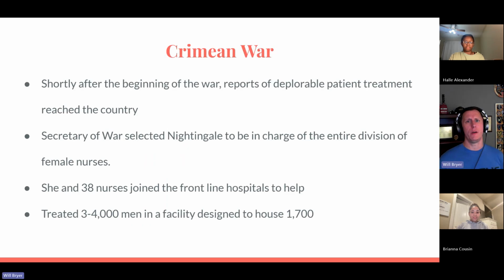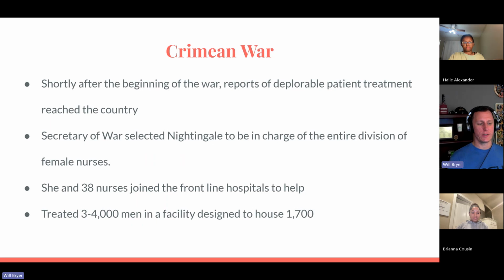The second formative experience for her was the Crimean War. After the war began, reports of horrific injuries and battlefield treatment of the soldiers started to make their way back to England, and public sentiment put a lot of pressure on the Secretary of War. When that pressure was applied, he selected Nightingale to be in charge of the entire division of female nurses, because of the numerous papers and treatises she had written. She was in charge of everyone in the military.